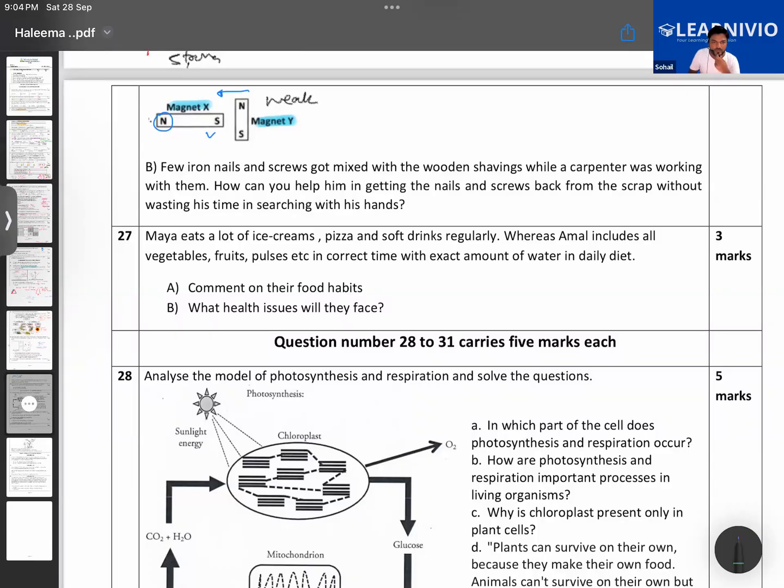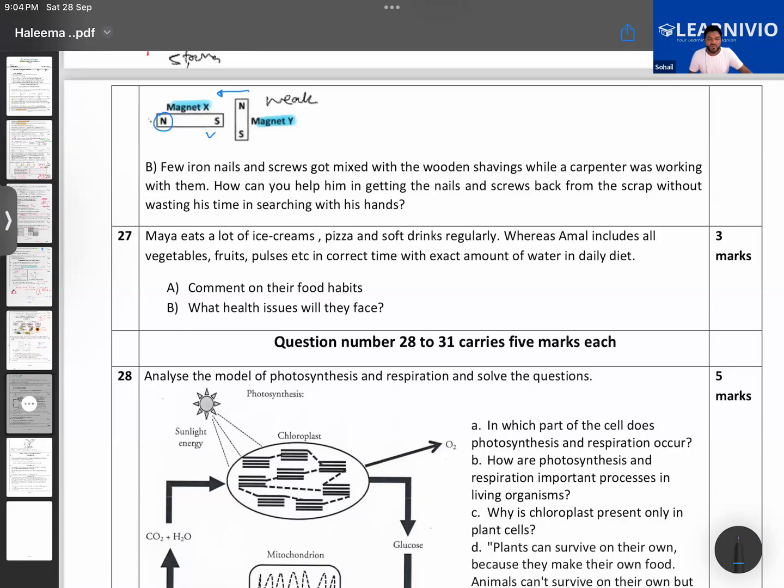Okay, good. So we are going to use a strong magnet here. We are going to pass the magnet over the scrap mixture of iron nails, screws, and wooden shavings. The magnet will attract the iron nails and screws since they are magnetic, while the wooden shavings, which are non-magnetic, will be left behind.